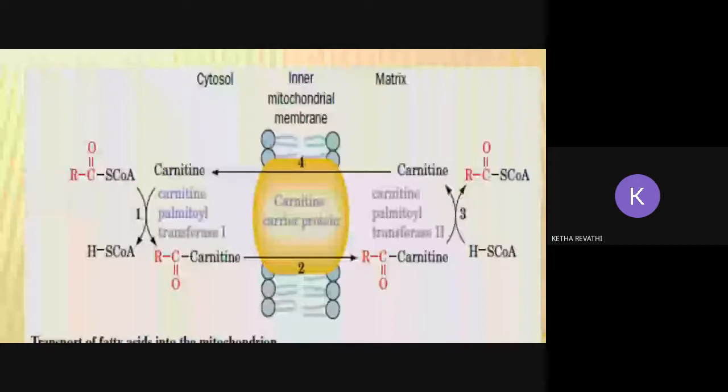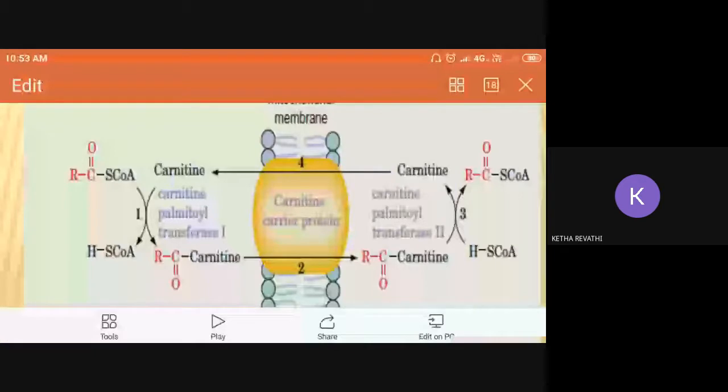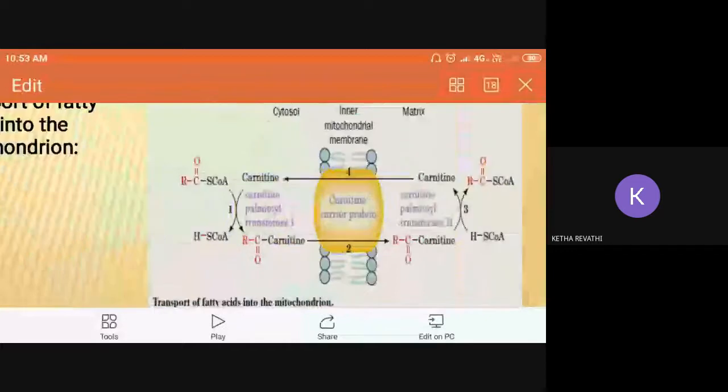That means the acyl group, RC double bond O, is transferred from acyl-CoA to carnitine. So carnitine is converted into acyl carnitine plus coenzyme A. Now this acyl carnitine is transferred from the cytosol region to the matrix region through the inner mitochondrial membrane. Understood? There is a specific mechanism for its transfer.